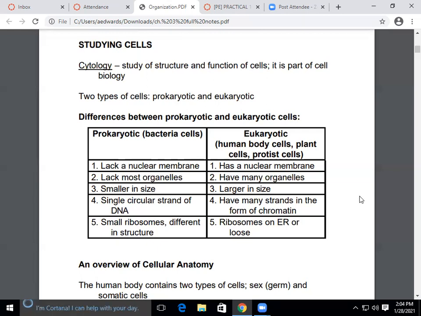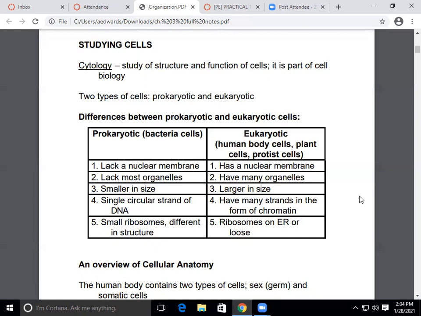So prokaryotic cells have one singular circular strand of DNA. It's just in a circle. For the eukaryotic cells, you're going to have many strands of DNA, and they're going to be in the form of chromatin, which is basically DNA that's wrapped around protein. That's really all that is. And that forms your chromosomes.